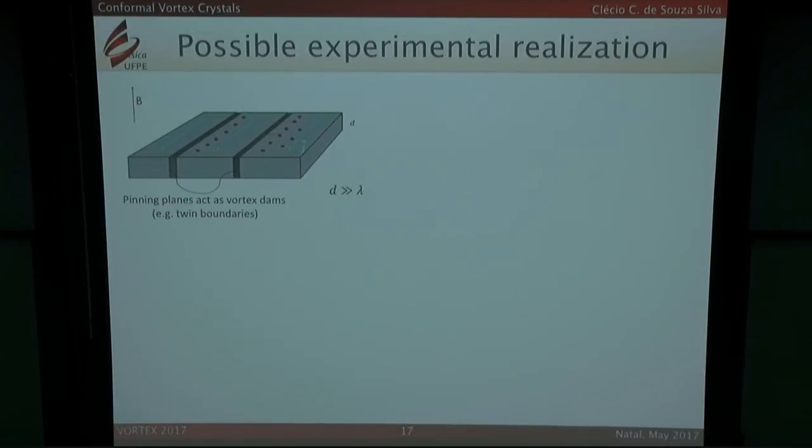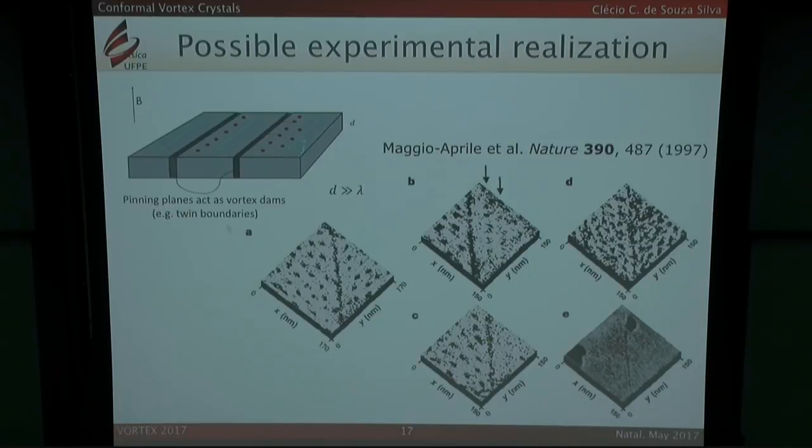A possible experimental realization. One thing that came to our minds was a 20-year-old experiment by the group in Geneva, where they have very good YBCO crystal with twin boundaries, and they did some experiment with magnetic field, with increasing field and then decreasing field. And when they decrease the field, vortices that are close to the boundary go out. And then you have a region without vortices, and in the other region you have vortices.